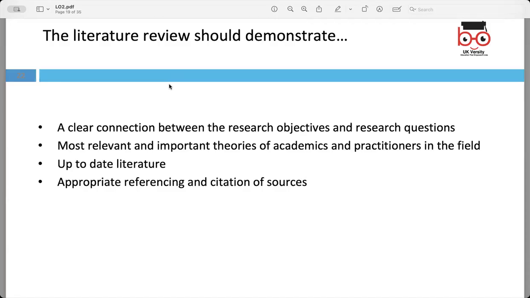Make sure your sources are current. You don't want to base your research on outdated information. Finally, use proper referencing and citations throughout. You must credit the original authors for their work using the correct format, for example, Harvard or APA style.